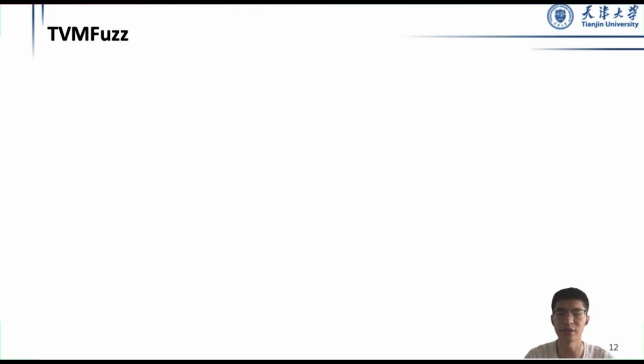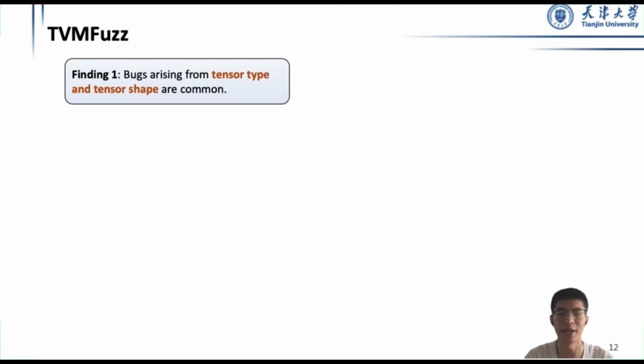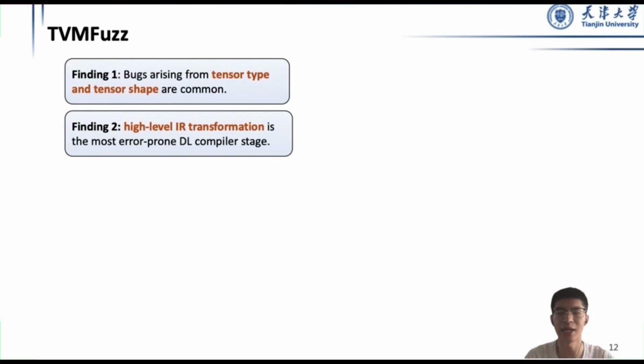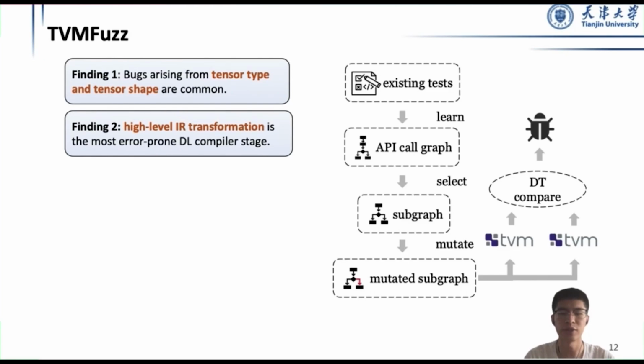TM-FAS uses two findings. One is that bugs arising from tensor type and tensor shape are common. Another is that high-level IR transformation is the most error-prone DL compiler stage. It aims to generate unit tests in TM based on existing tests. First, from the existing unit tests for the high-level IR transform stage, TM-FAS learns the relationships of those APIs to construct a directed graph. Secondly, it randomly selects a subgraph and then mutates the tensor type, tensor shape, node name, and the primitive value of tensor elements to construct a mutated subgraph as a new unit test.